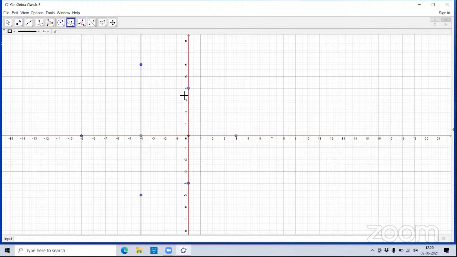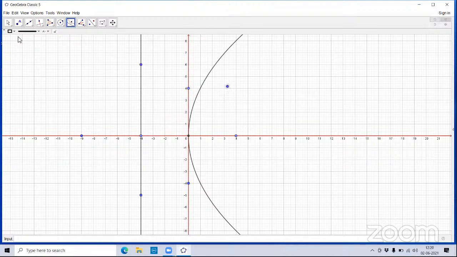To draw a parabola, what do we need, children? We need a fixed point and a fixed straight line. So this is a fixed point and this is a fixed straight line. And this is the required parabola whose vertex is at the origin. And its equation we know is in the form y square equal to 4ax.